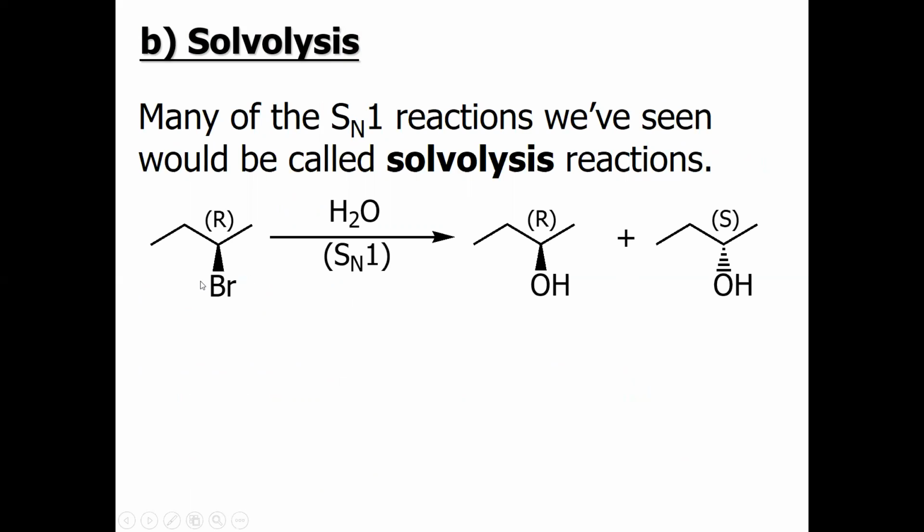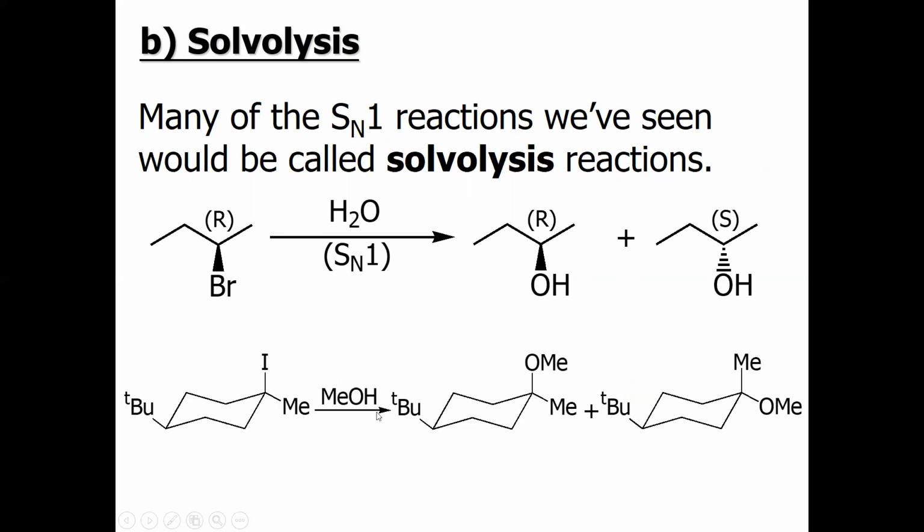Here you can see we have 2-bromobutane in which the water molecule is acting as a solvent as well as the nucleophile. It will basically be a hydrolysis process or solvolysis process. This is the example of methanol, which is acting as a solvent as well as a nucleophile to give you these products.